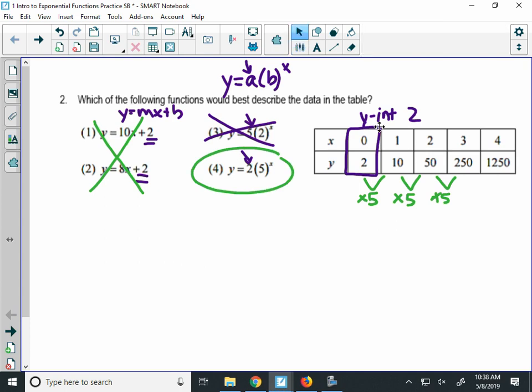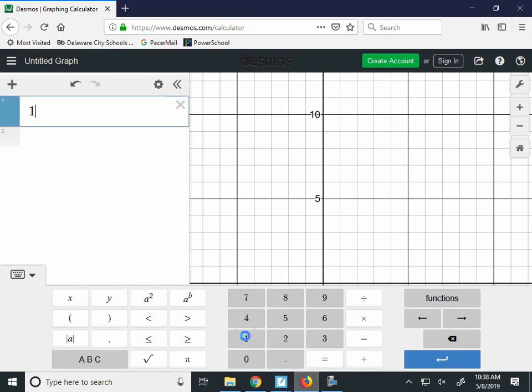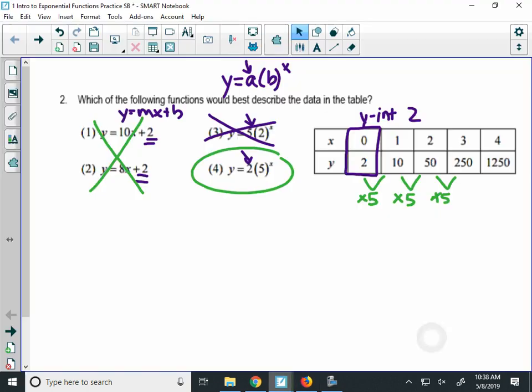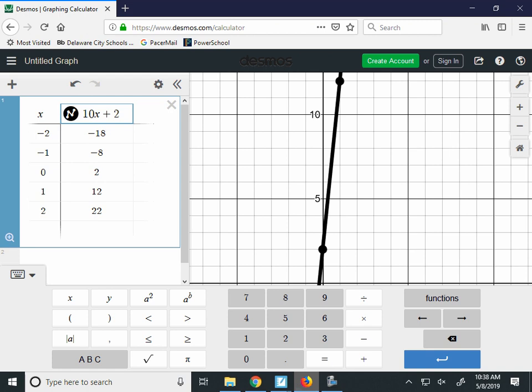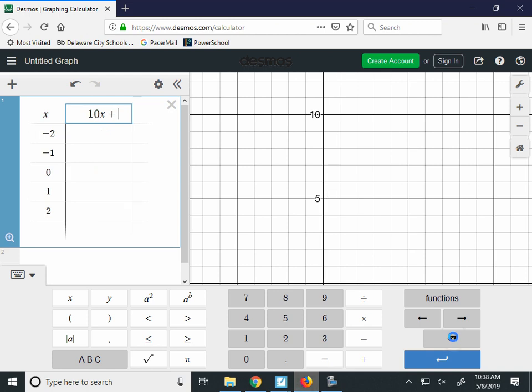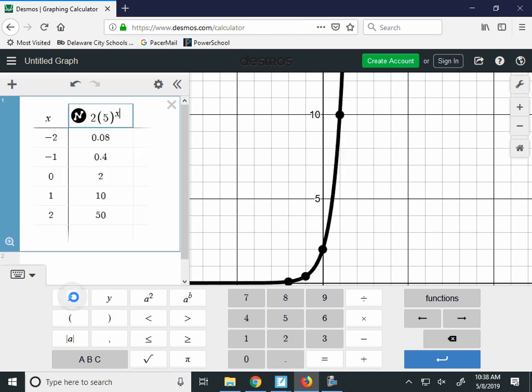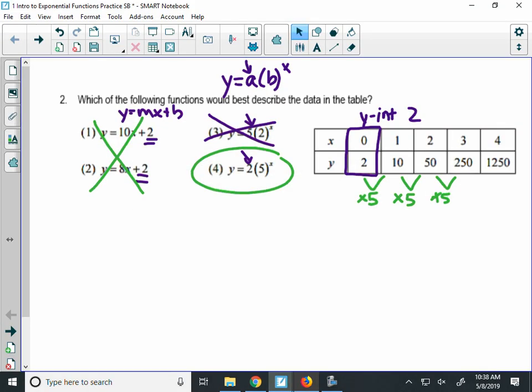Now, if you weren't sure, what I would do is type each equation into Desmos. So if I typed 10x plus 2, the first option, and made a table, you could look really quickly and notice, well, I would have 0, 2, but 1, 12. That doesn't make sense. But if I change the equation to what I actually chose, 2 times 5 to the x, see how the table matches 0, 2, 1, 10, 250. So use Desmos to help you check your answers.